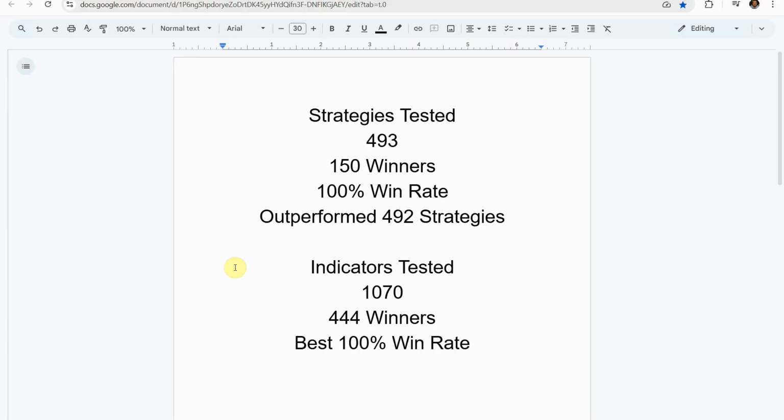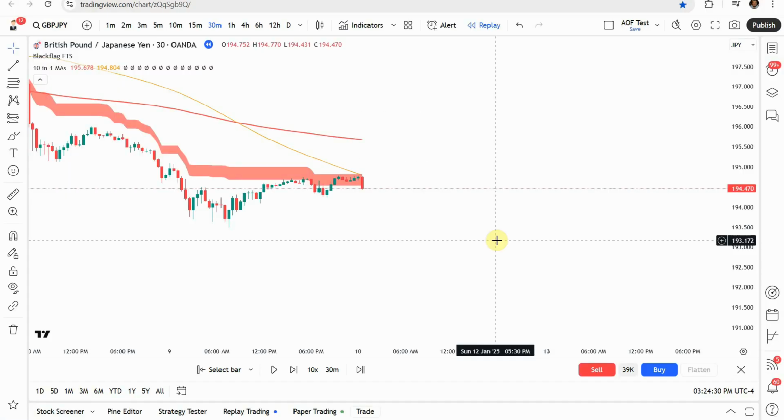Alright, as I said, today we will be testing a Forex day trading strategy. Before we do though, I wanted to put the testing scoreboard up for everyone to see. To date, we have tested a total of 493 different strategies. The best one so far was able to achieve a 100% win rate. That was achieved using the Academy of Forex indicator to trade the crypto scalping strategy that I'll mention in this video on a live trading account.